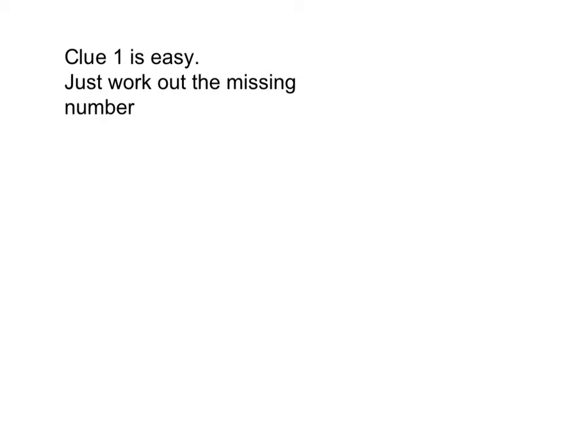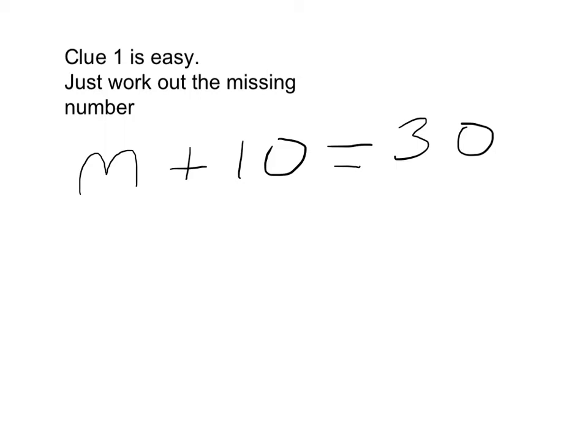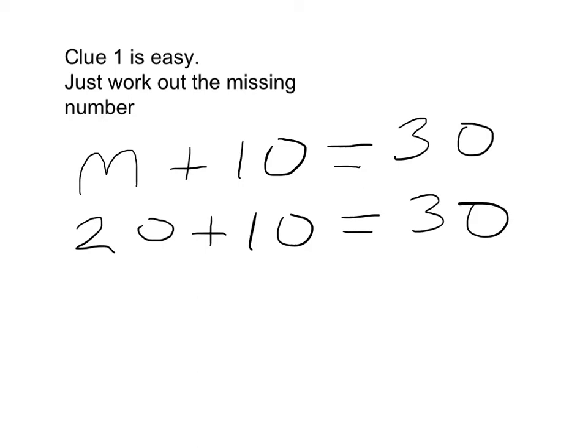Now, clue 1 is easy. You've just got to work out the missing number. M plus 10 equals 30. So if M is 20 plus 10, yep, that equals 30. We're on the right tracks.